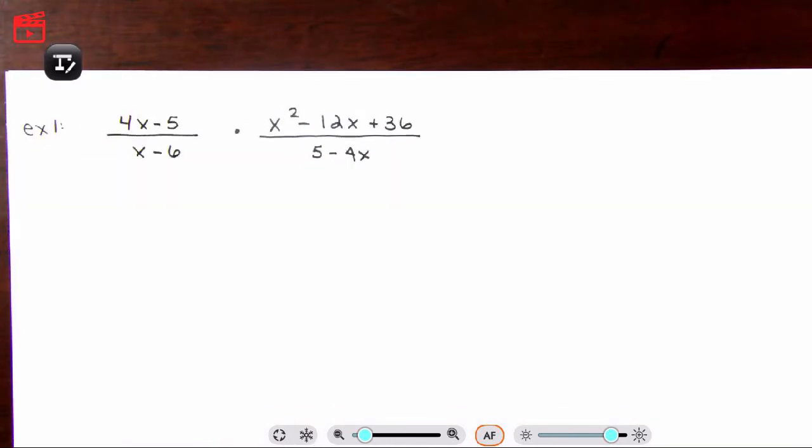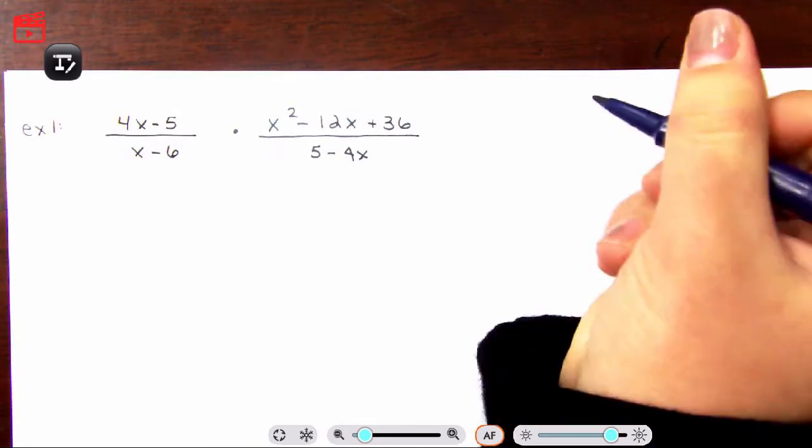All right, step number 1, what kind of operation do we have? We have multiplication. So step number 1 in multiplying rational expressions is to factor all numerators and denominators. So let's factor.